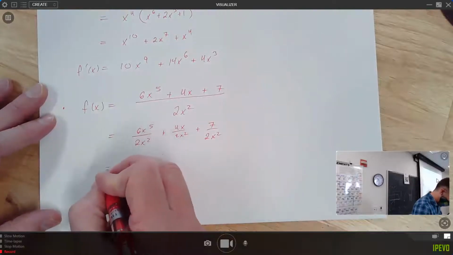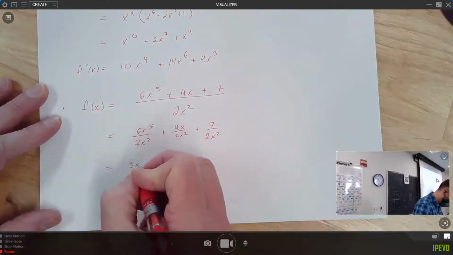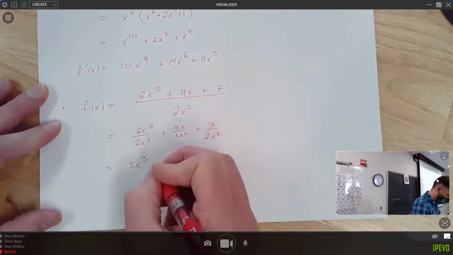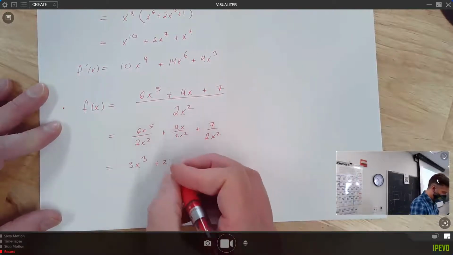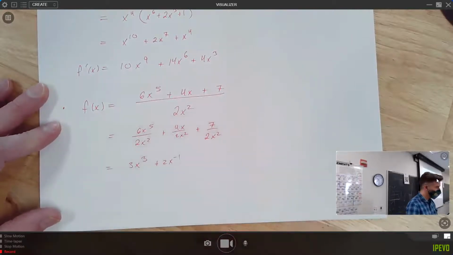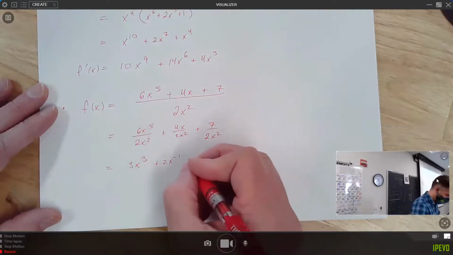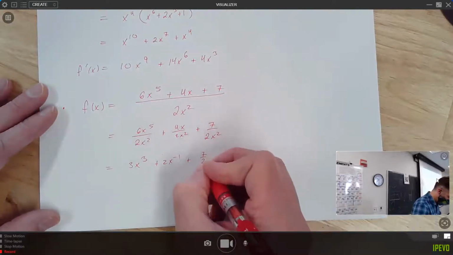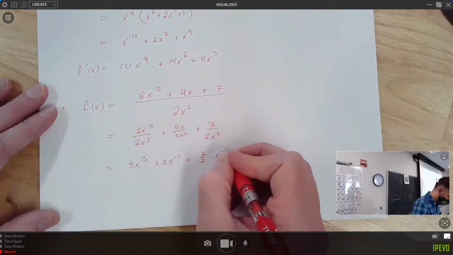And then we're going to simplify. This is 3 times x cubed. 4 divided by 2 is 2. X divided by x squared is x to the minus 1st. And then 7 over 2x squared, I would rewrite as 7/2 times x to the negative 2nd.